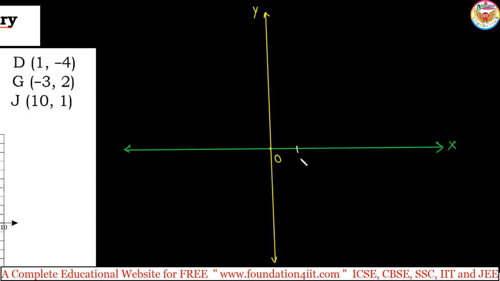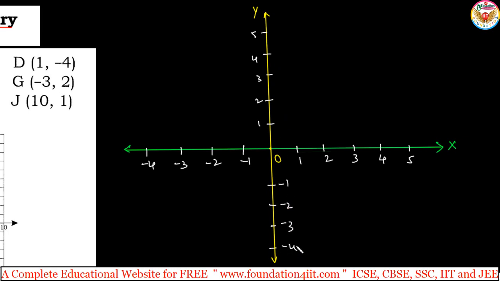From 0 towards the right side we have 1, 2, 3, 4, 5, positive values. And on the left side we have -1, -2, -3, -4, and so on. Now from 0 upward we have the positive values 1, 2, 3, 4, 5, and so on. Towards down, -1, -2, -3, -4, and so on.